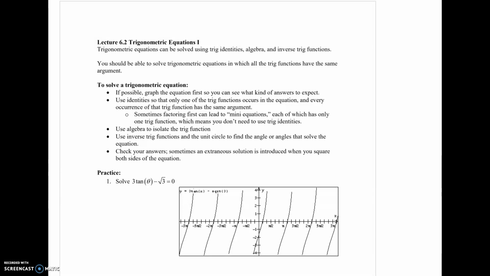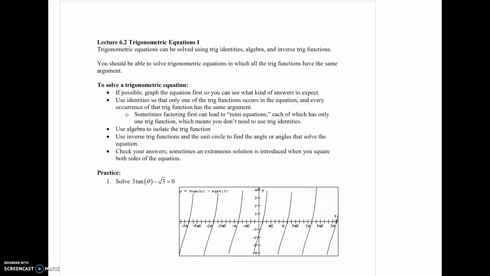Alright guys, so now we are going to look at lecture 6.2, trigonometric equation 1, part 1. So what's the big idea? Well, we need to learn to solve equations with trigonometric functions inside. The main skill you will need is to be able to solve by different methodologies.